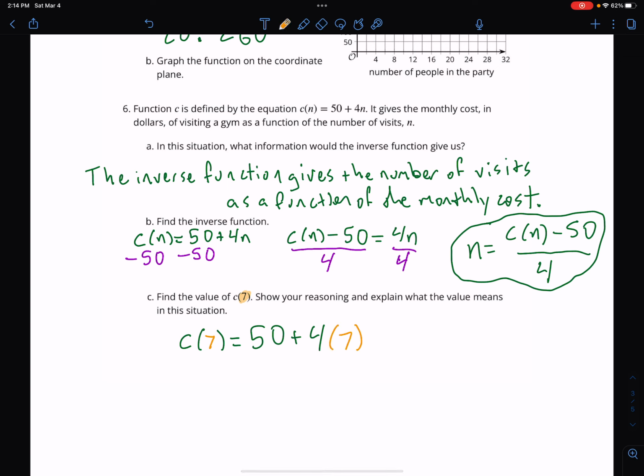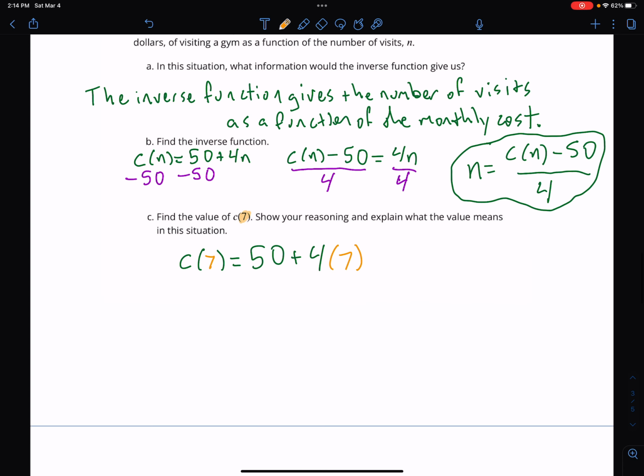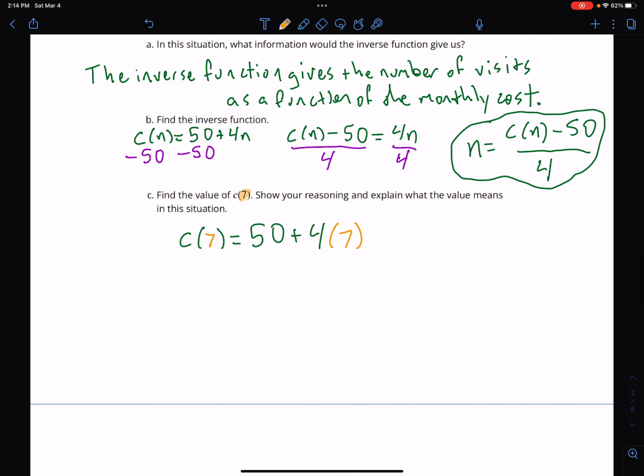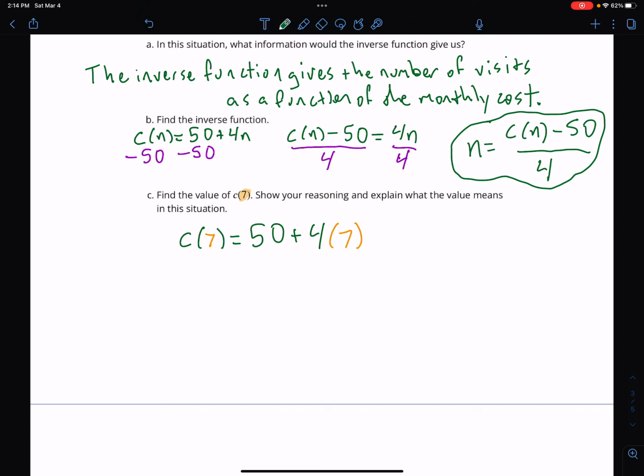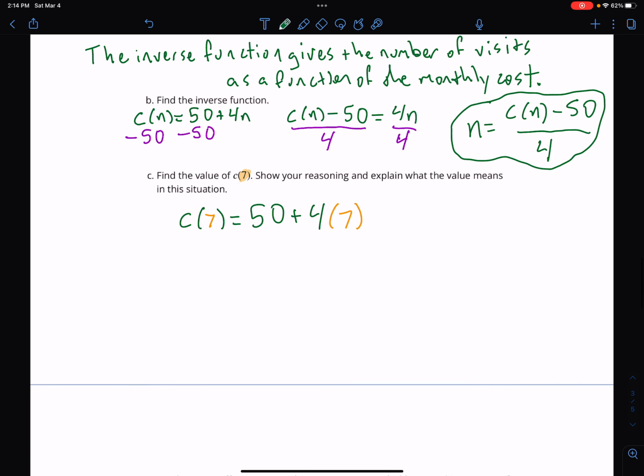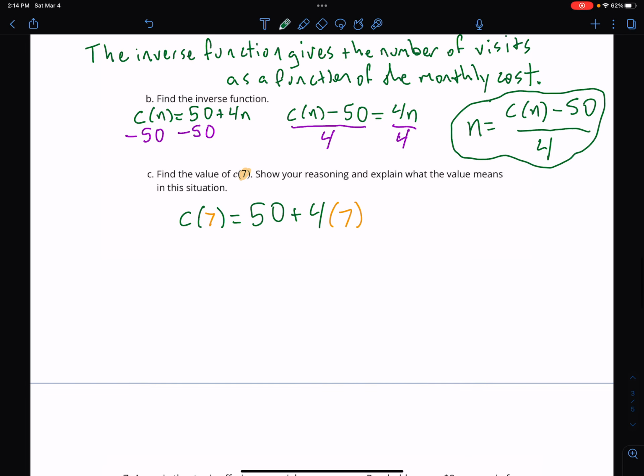Times 7. Alrighty. So 4 times 7, we're going to get 28. If you ever get stuck, you don't know your multiplication tables, you don't have a calculator, don't freak out. Just add up 7 4 times. 7 plus 7 is 14. 14 plus 7 is 21. 21 plus 7 is 28.